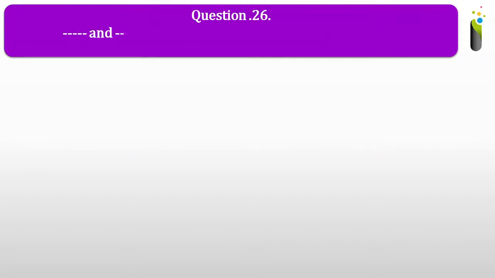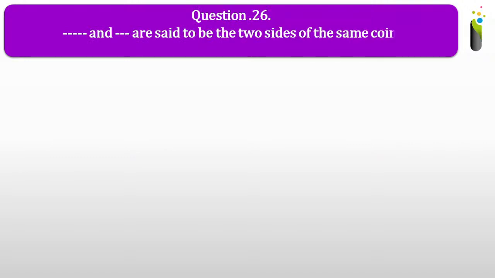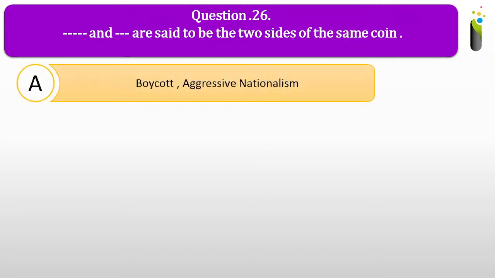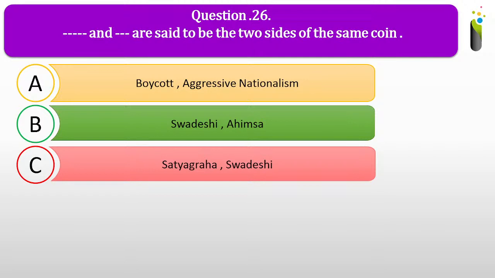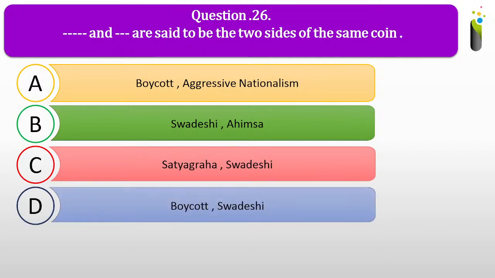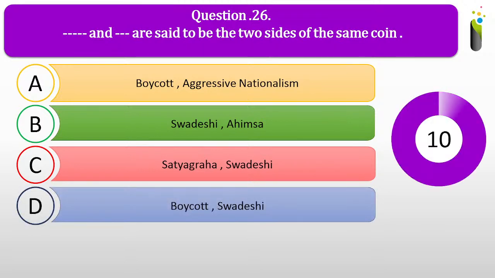Question number 26. Dash and dash are said to be the two sides of the same coin. A. Boycott and aggressive nationalism. B. Swadeshi and Ahimsa. C. Satyagraha and Swadeshi. D. Boycott and Swadeshi.